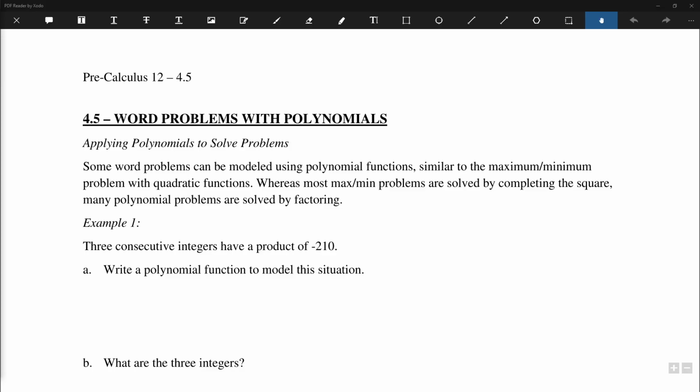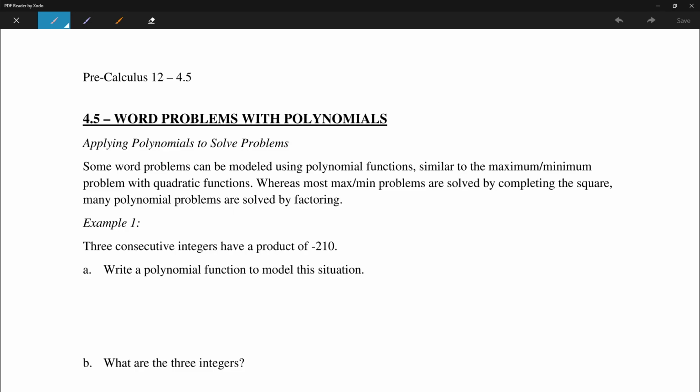Hello everyone. So today we're going to go over section 4.5, word problems with polynomials. Some word problems can be modeled using polynomial functions, similar to maximum minimum problems with quadratics. Whereas most of such problems were solved by completing the square, the polynomial problems we're looking at today will be solved by factoring. So let's look at example 1.